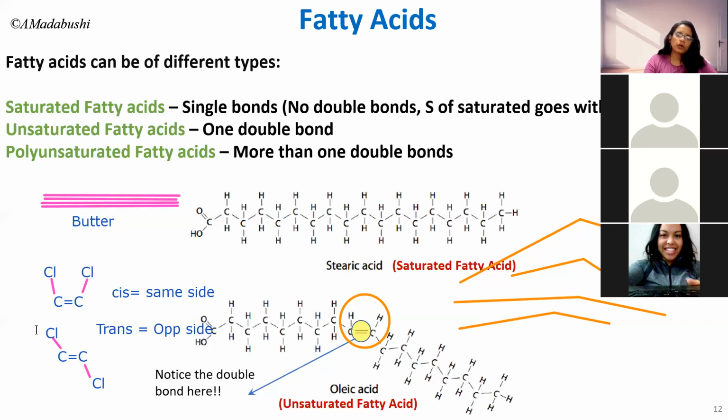If you see H is on top, the second H is also on the top, same side. However, if we took this H and put it down, then that would be a trans. Is that okay? You should also ask a specific question if that's not okay. So same side is cis and opposite side is trans. That's how we define it. And in this case, like I said, H is on the same side. That's what makes this cis.